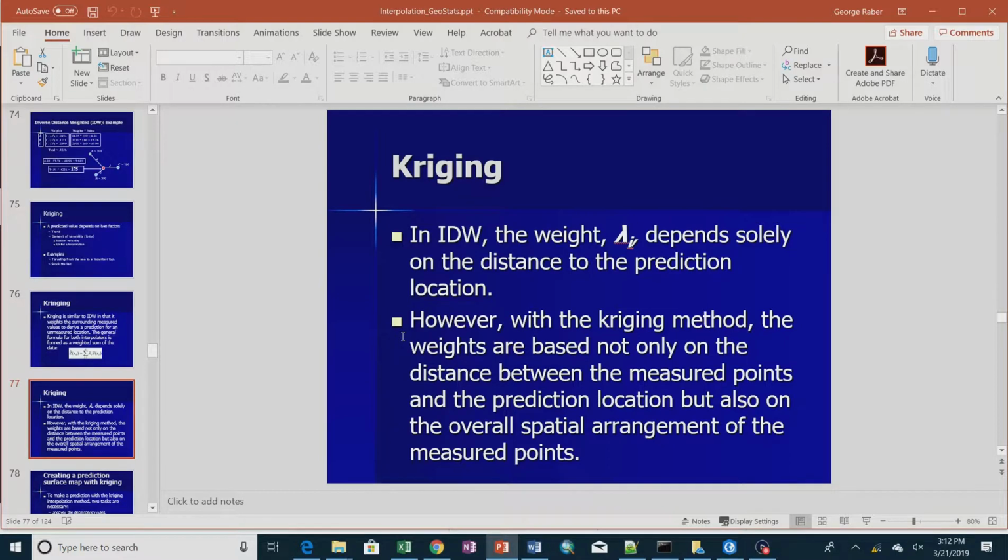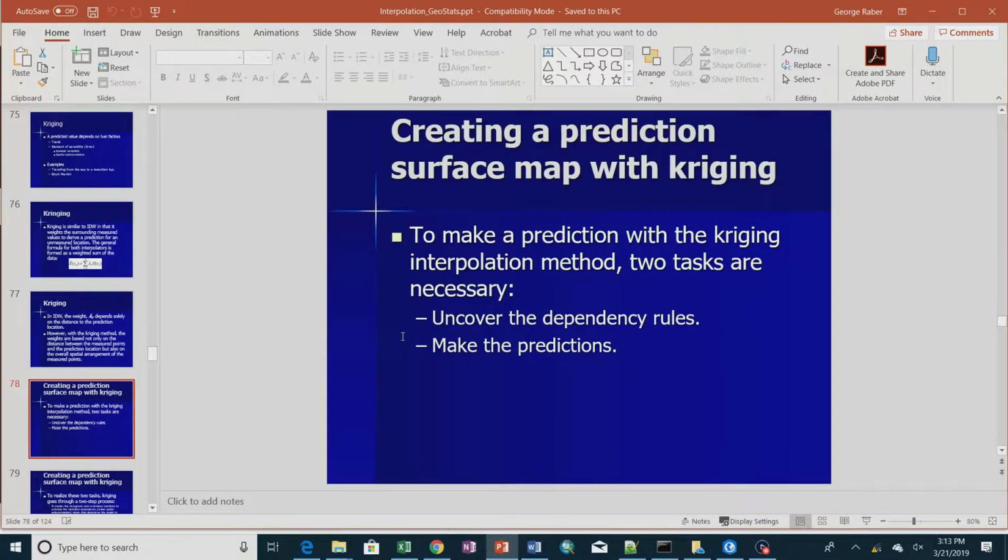With the kriging method, the weights are based not only on the distance between the measured points and the prediction location, but also the overall spatial arrangement of the measured points. So if the trend says that there's lots of change occurring, then it can use fewer points. Or if the trend says that nearby points aren't really related at all, there's lots of volatility in the data, then I can de-emphasize points that are even a little bit further away, and only focus on points that are very, very close. That's the way kriging works: you don't really specify how you're going to weight the variables. You specify which kriging method you're going to use, and it uses statistics to find out how the weights are going to be determined.